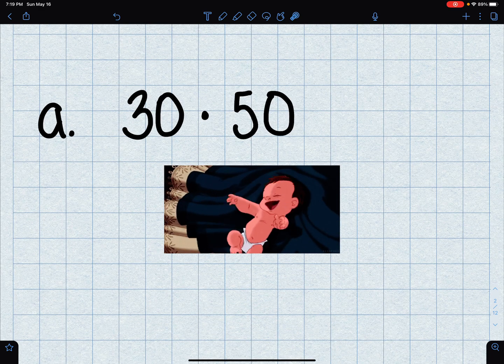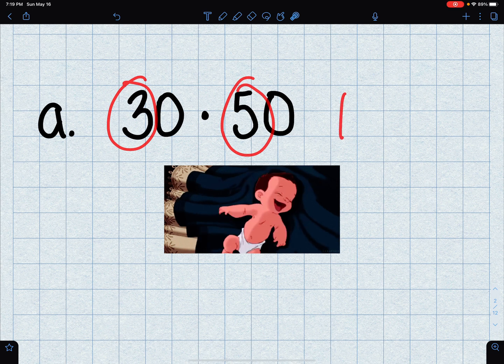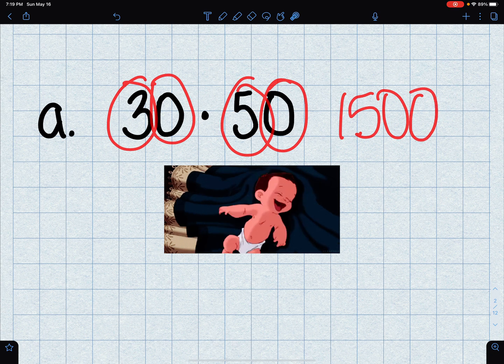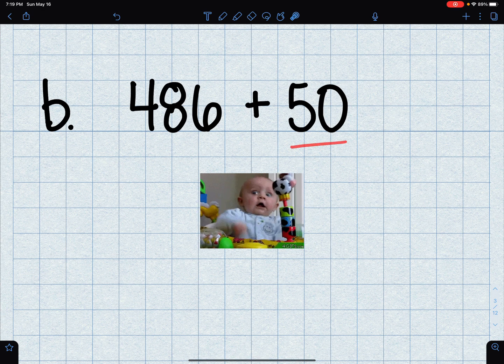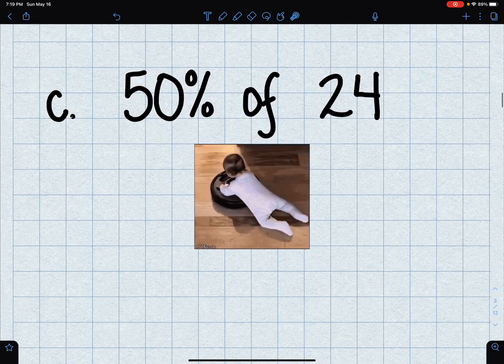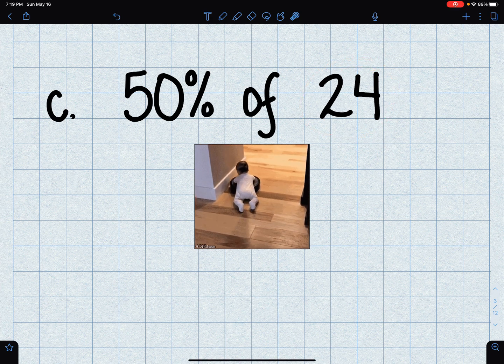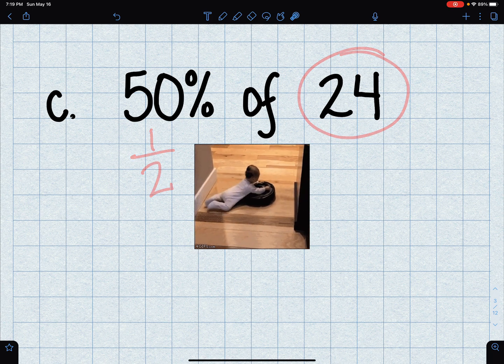Alrighty. Ready? Let's do the rest of mental math. What is 30 times 50? What I would do is do 3 times 5 and then add 2 zeros. Perfect. Easy peasy. What's 486 plus 50? What is 50% of 24? Now, we haven't done these before, but you're going to think of this as half. So what is half of 24?